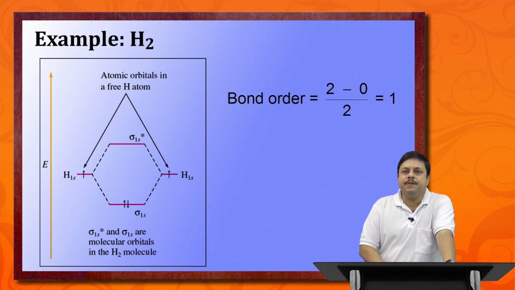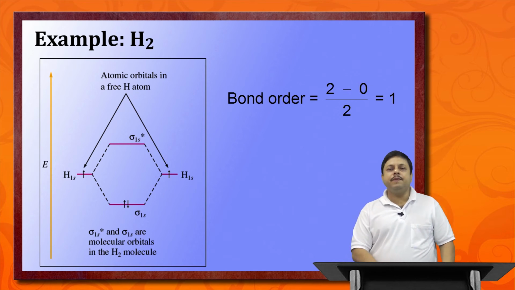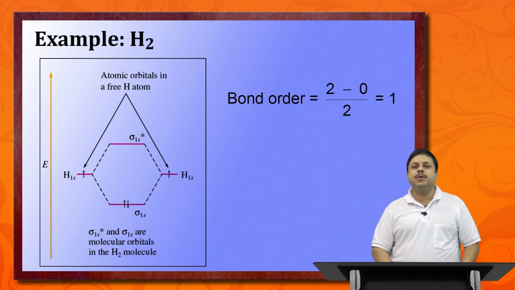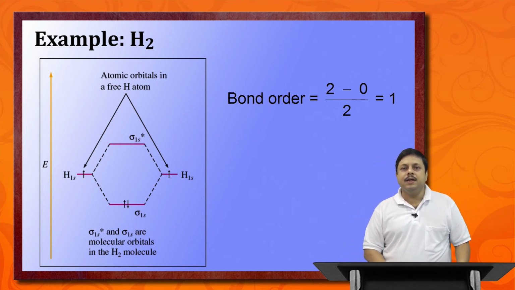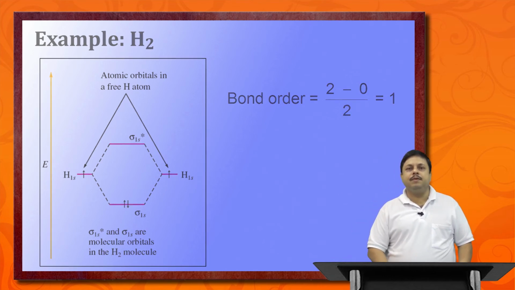Now, if I go by the definition of bond order, then the number of electrons in the bonding orbitals, which is 2, minus the number of electrons in the antibonding orbitals, there is no electron in the antibonding orbital at all, so it's 0, divided by 2. This means it has a bond order of 1. A bond order of 1 will be a rough indicator of the number of bonds between the two atoms. It is a single bond, and since it is greater than 0, the hydrogen molecule is a stable molecule.